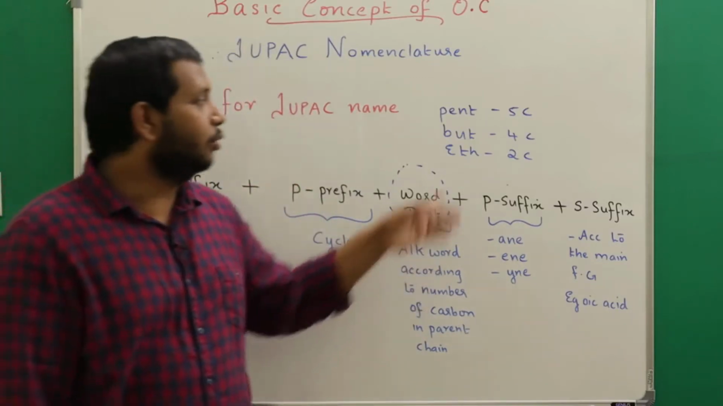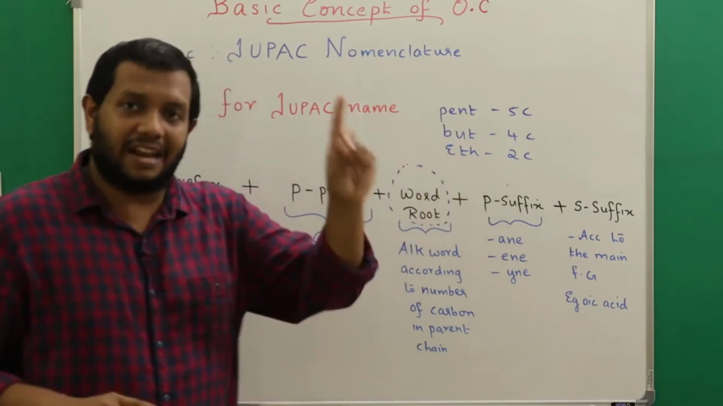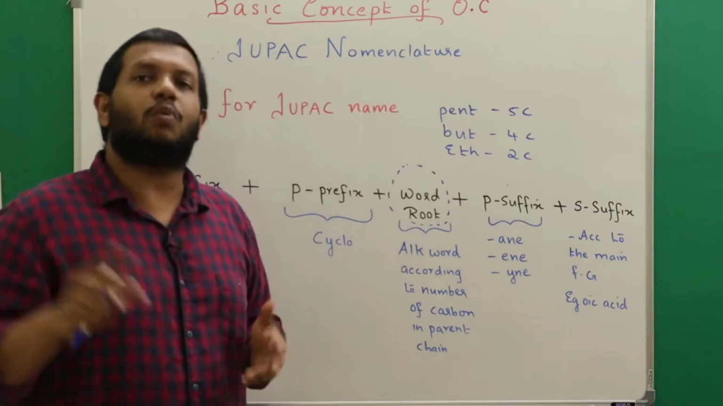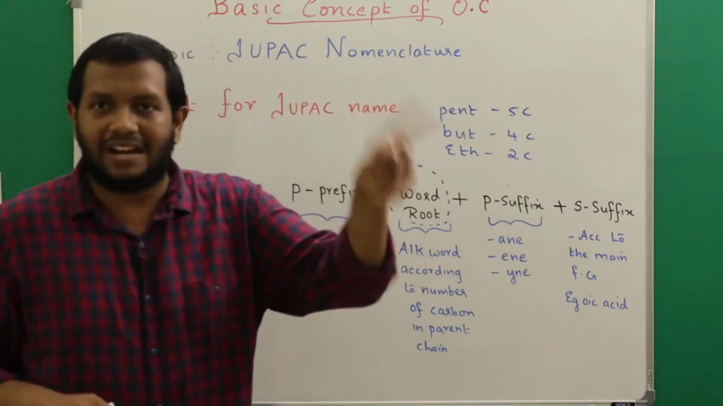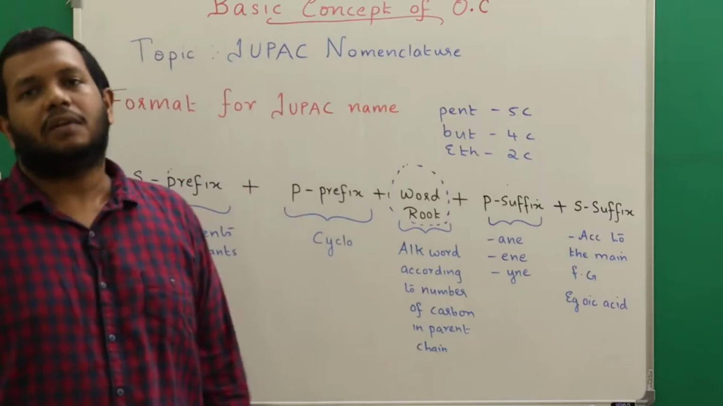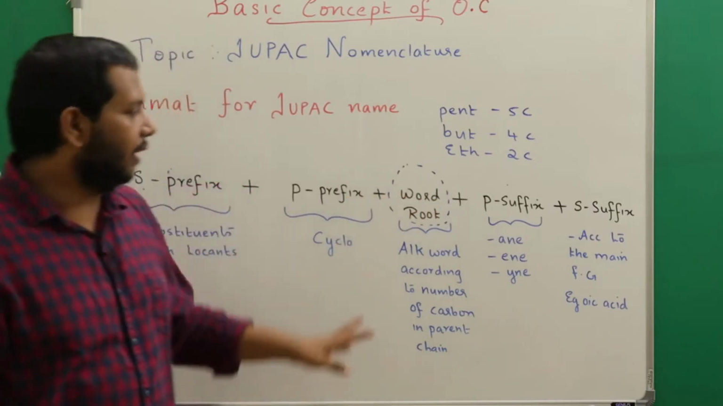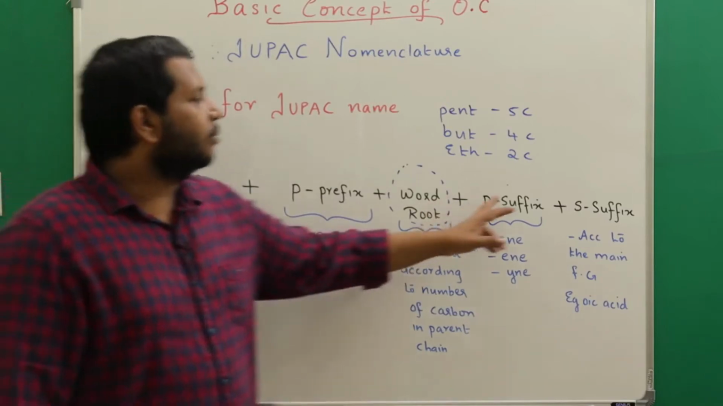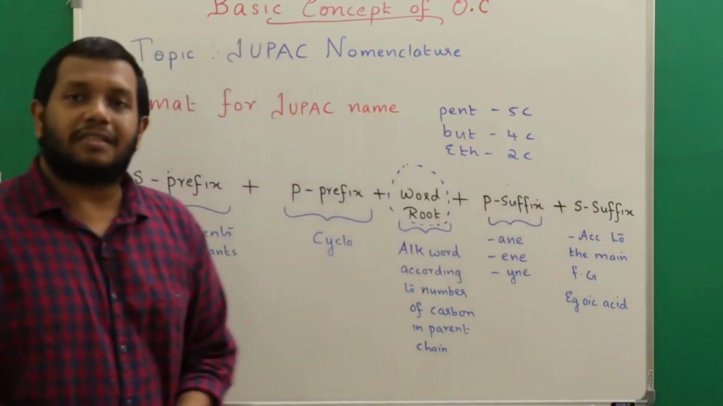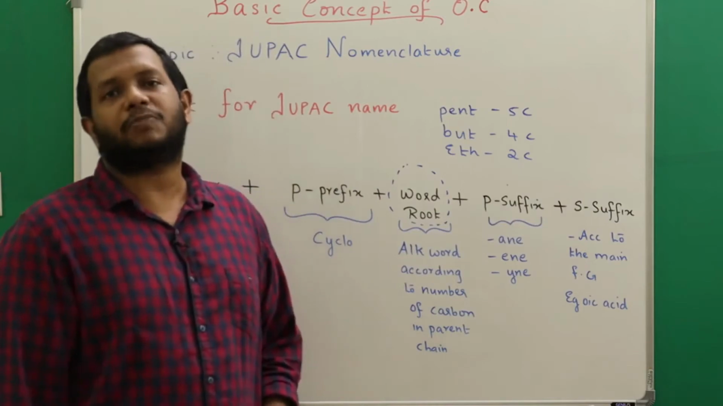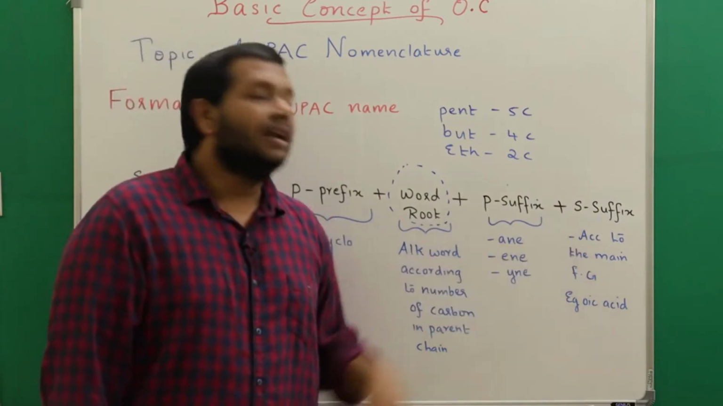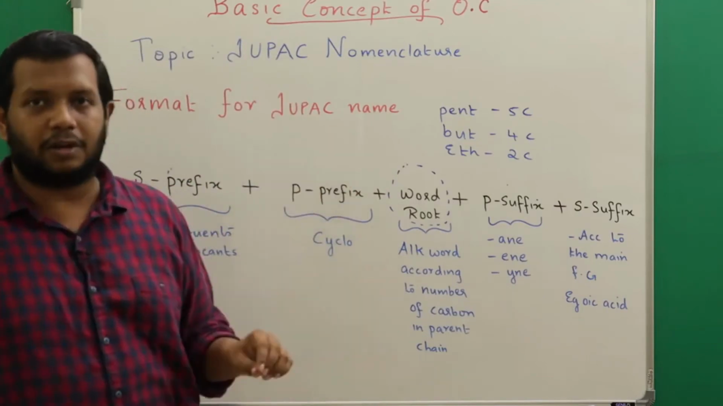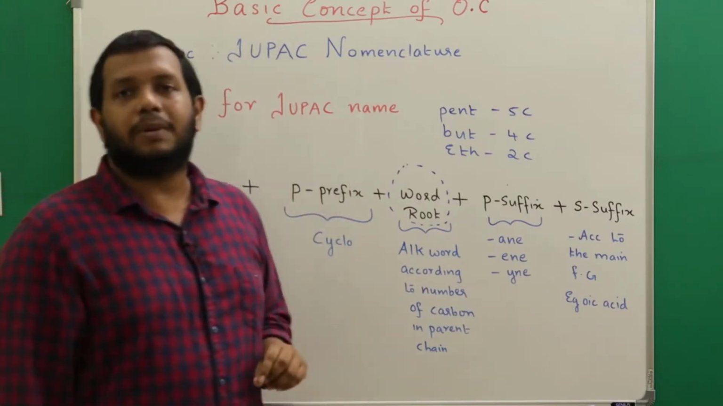In that case what will we do? We will say eth-1-en-2-yne: at position 1 there will be ene, and at position 2 there will be yne. We will see the examples, then you will understand. So primary suffix stands for ane, ene and yne. Then comes the secondary suffix. If there is a functional group, then we put the suffix of the seniormost functional group in the priority table.